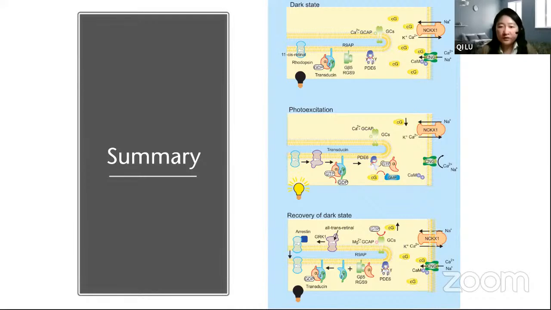Then the rhodopsin can bind back the 11-cis retinal provided by the RPE epithelium, then go back to a resting state, waiting for the next time of catching a photon and starting the phototransduction pathway and doing it all over again.